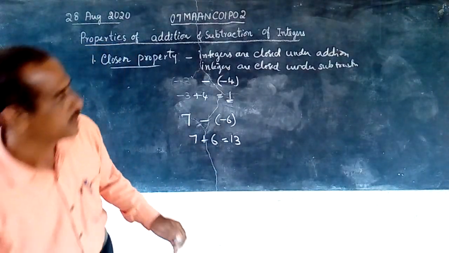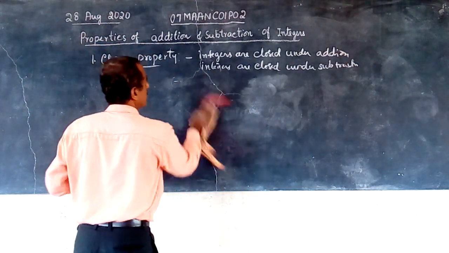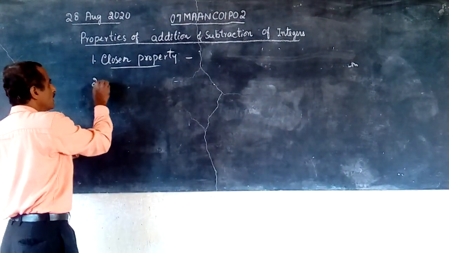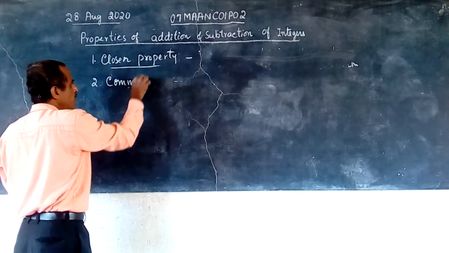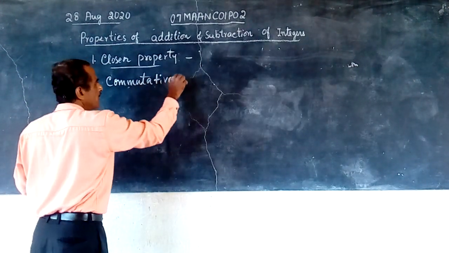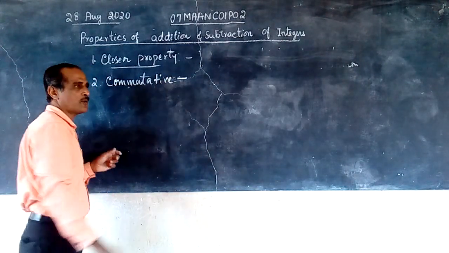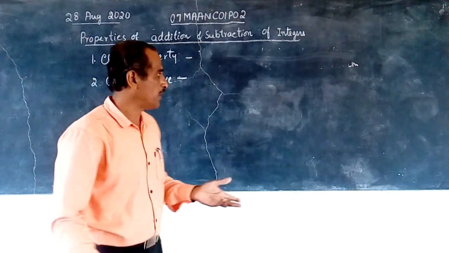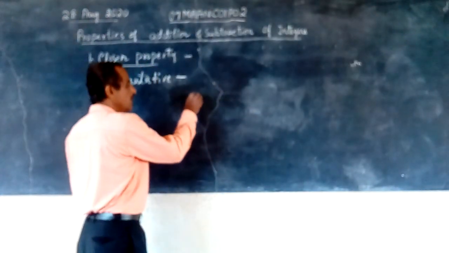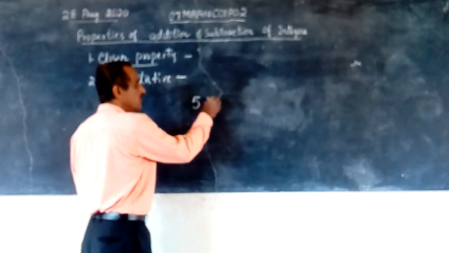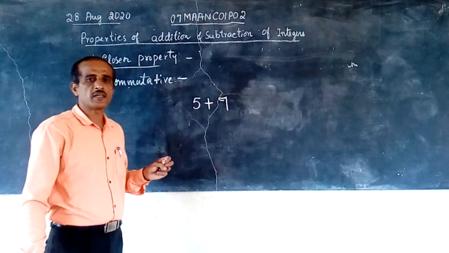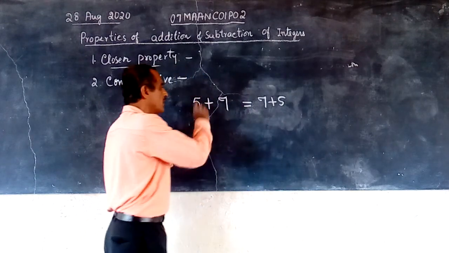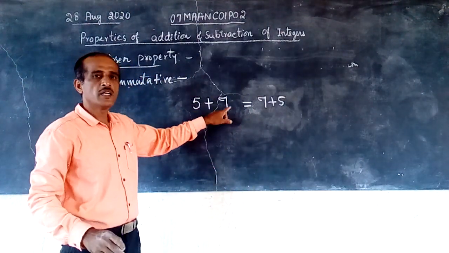Next, see commutative property. So this is closure property. Next property is commutative property. What is commutative property? Commutative property means if any two integers are added and if you reverse the order. For example, I will take two integers, say 5 plus another integer, say 7. 5 plus 7 is equal to 7 plus 5.